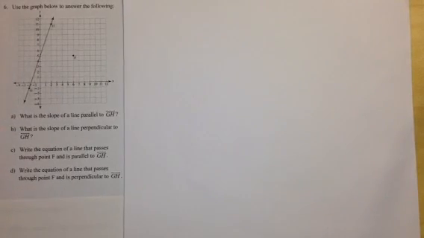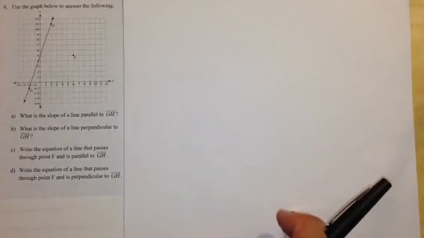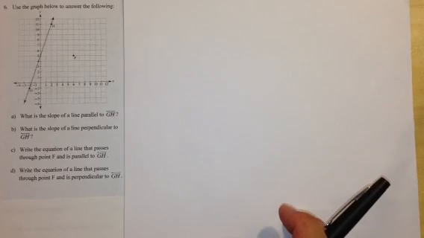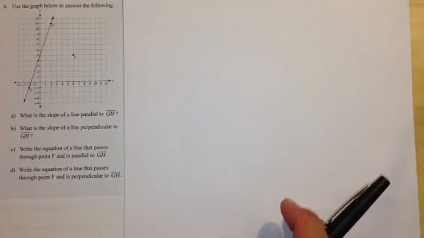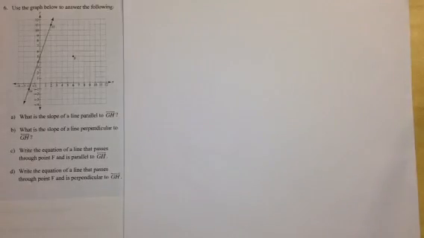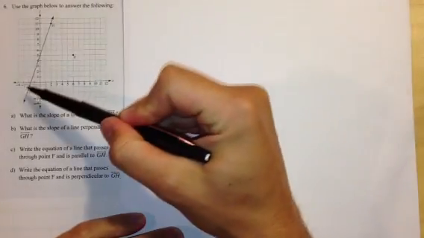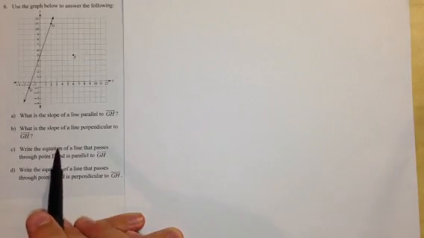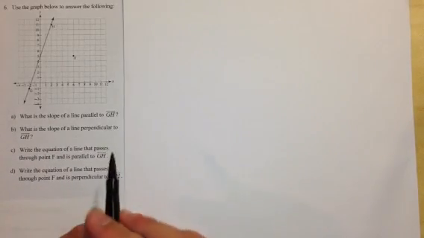Okay, this is problem number 6. The question reads, use the graph below to answer the following. Part A. What is the slope of a line parallel to line GH? So in our graph, in the diagram, it shows us GH is this line right here. And we want to find the slope of a line parallel to line GH.